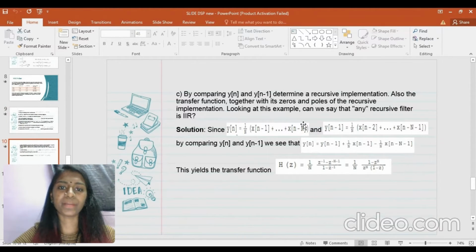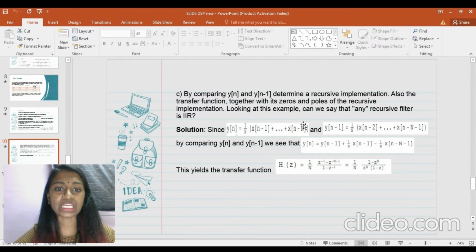C. By comparing y[n] and y[n-1], determine a recursive implementation. Also the transfer function, together with its zeros and poles of the recursive implementation. Looking at this example, can we say that any recursive filter is IIR?